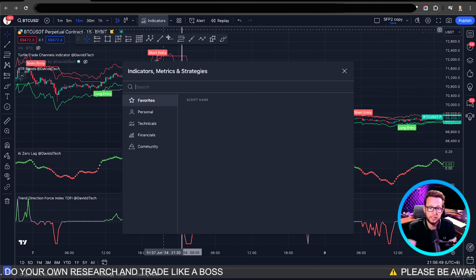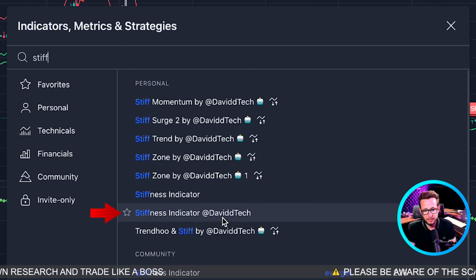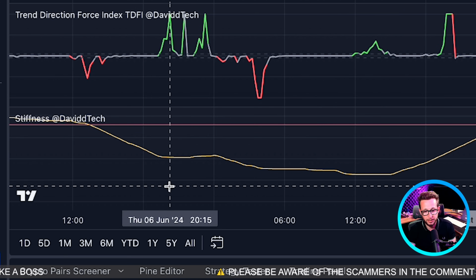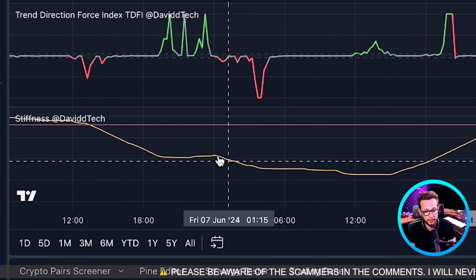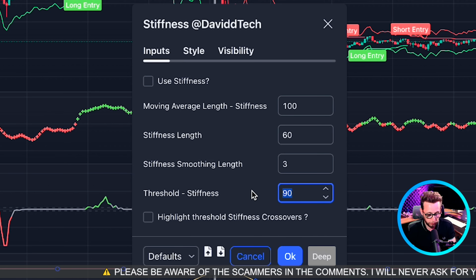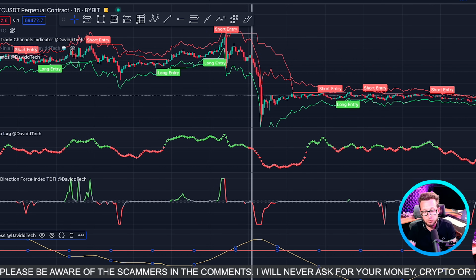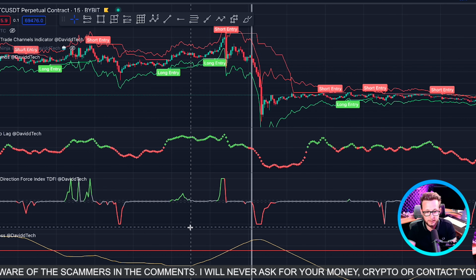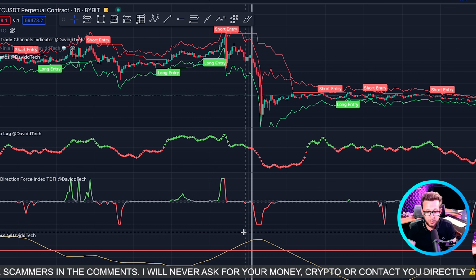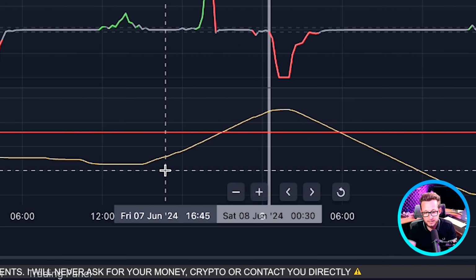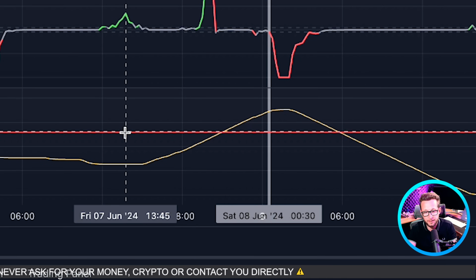The stiffness index is this indicator here. Stiffness indicator by David Tech. It's just this one here, a very simple indicator that helps confirm our entries. We're going to put our threshold to 65. As this is already a good trading strategy, we just want to filter out bad trades. But obviously we do not want it to be too strict because we don't want it to filter out all the good trades as well. The stiffness indicator is this yellow line here, and this is our threshold.